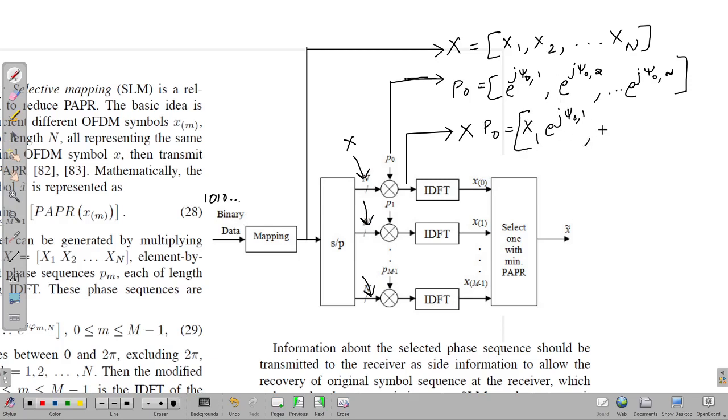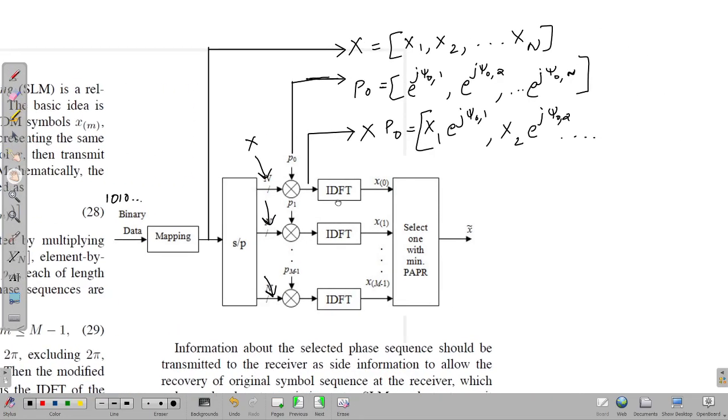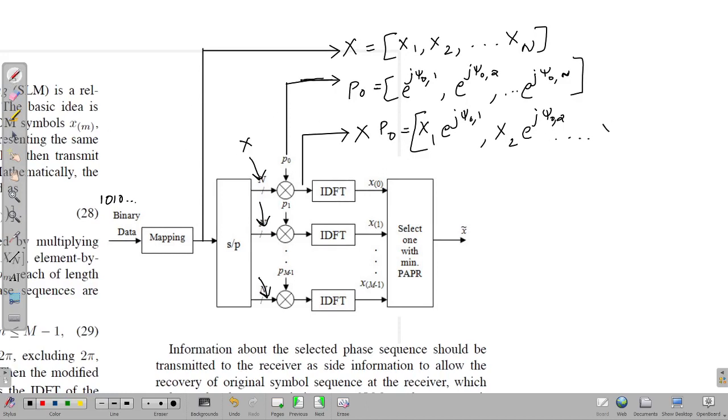That is the first term. Second term will be x2 into e raised to j phi naught comma 2, etc., up to xn into e raised to j phi naught comma n. So you have the term here x into P naught, and similarly you will have x into P1 here, where P1 is going to be e raised to j phi 1 comma 1, e raised to j phi 1 comma 2, etc., up to e raised to j phi 1 comma n.